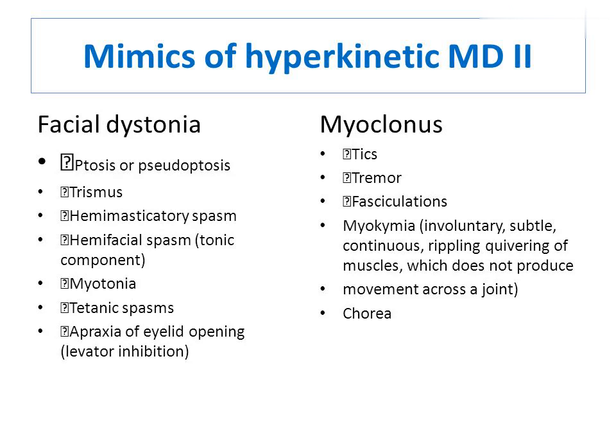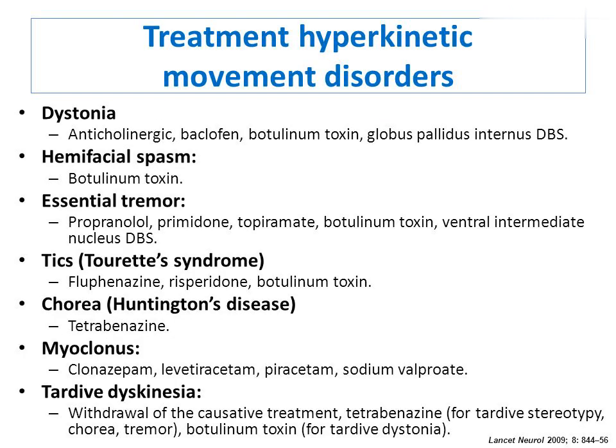Mimics of hyperkinetic movement disorders continued. Facial dystonia: ptosis or pseudoptosis. Trismus. Hemimasticatory spasm. Hemifacial spasm, tonic component. Myotonia. Tetanic spasms. Apraxia of eyelid opening, levator inhibition. Myoclonus. Tics. Tremor. Fasciculations. Myokymia: involuntary, subtle, continuous, rippling quivering of muscles, which does not produce movement across a joint. Chorea.